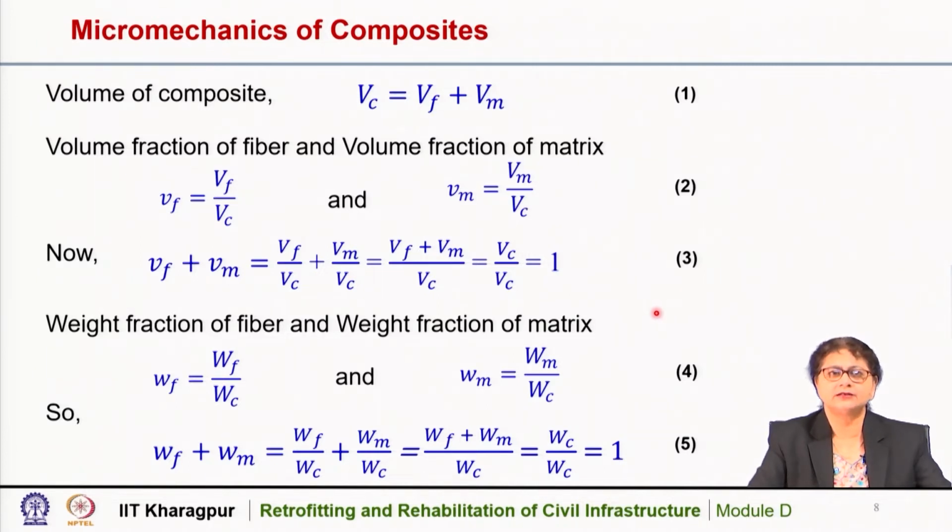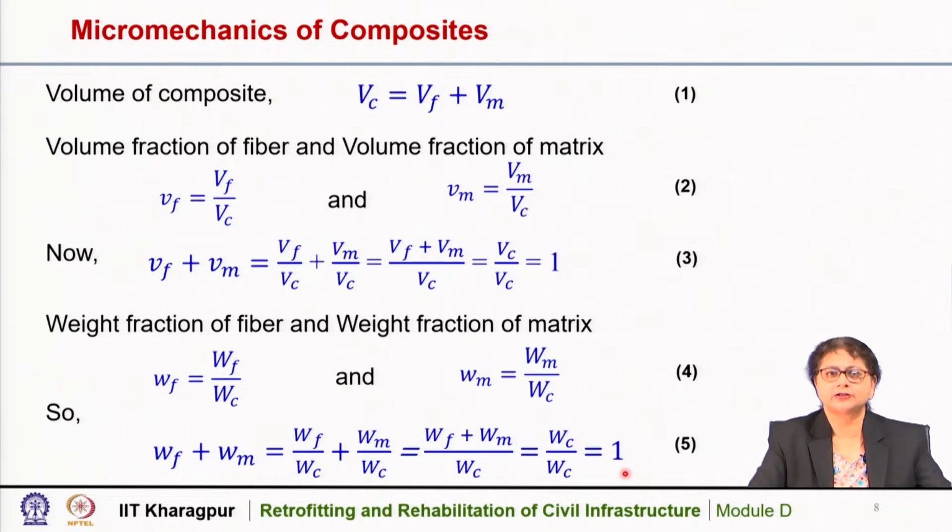Similarly, we can write the weight fraction of the two phases. So, the weight fraction of fiber is denoted as small w suffix f. It is the weight of fiber divided by the weight of composite. Similarly, the weight fraction of matrix is the weight of matrix by the weight of the composite. So, if we add the two weight fractions, that is Wf plus Wm, we get 1.